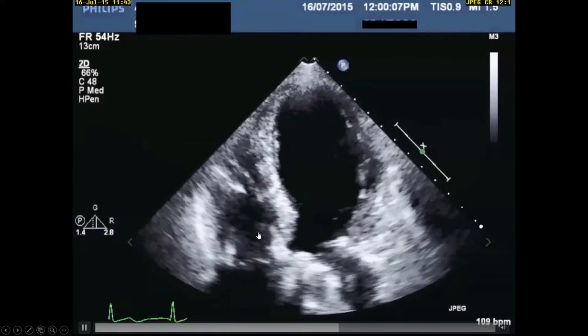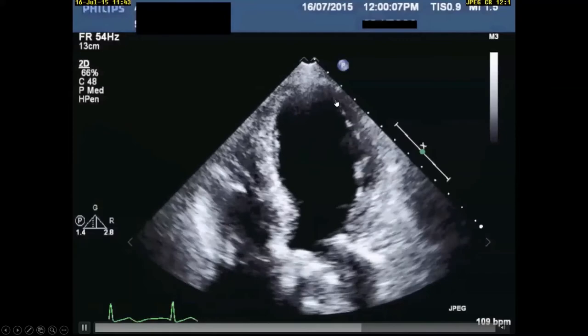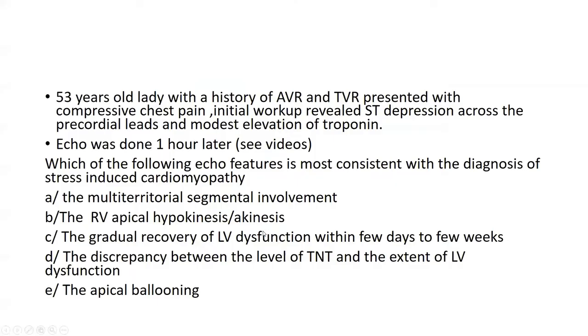And we see that there is an aneurysmal apex, right? And this aneurysm starts from the mid cavity all the way to the true apex. So we just have the basal segments which are spared. Okay. So it looks like Takotsubo. So now the question is, which of the following echo features is most consistent with the diagnosis of stress-induced cardiomyopathy?